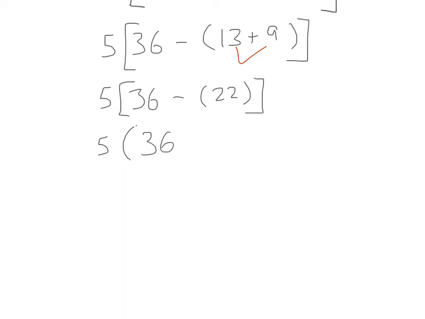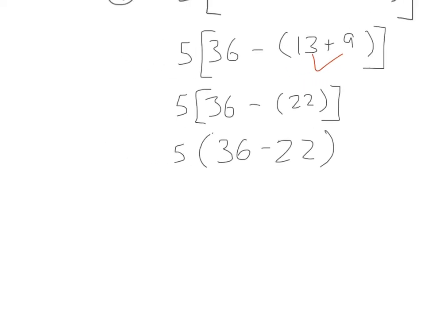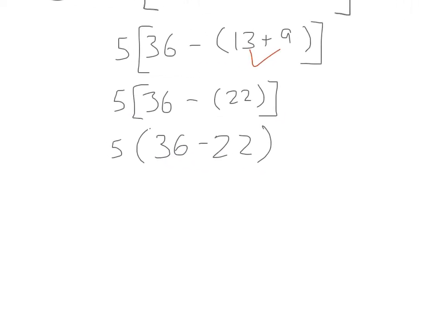Because now all I have left to do is take the 36 minus 22. Okay. Now, if that's confusing and you really want to leave the brackets, I'm kind of okay with that, but I really want you to understand that when you just have this to do, you don't need 2 sets of grouping symbols like we had up here.